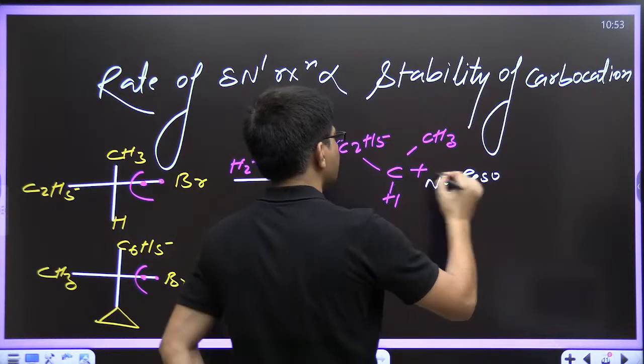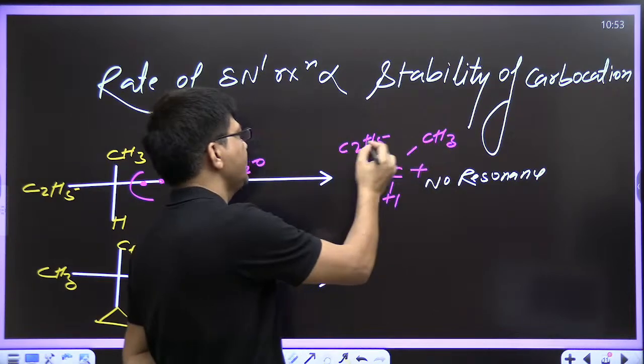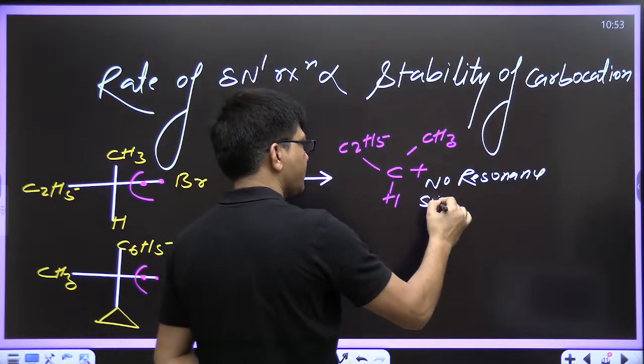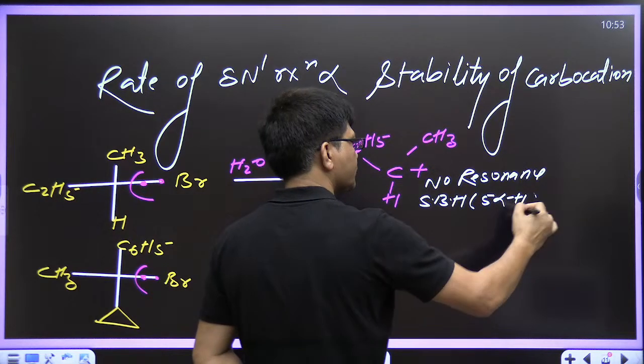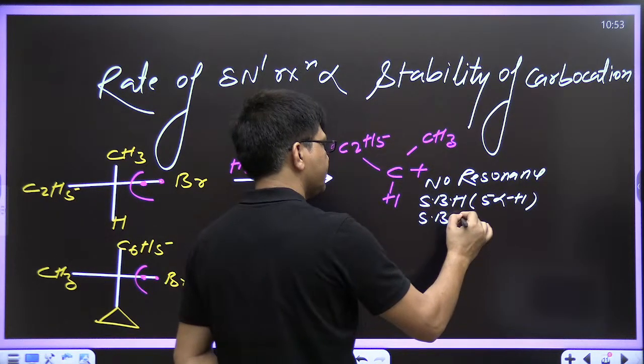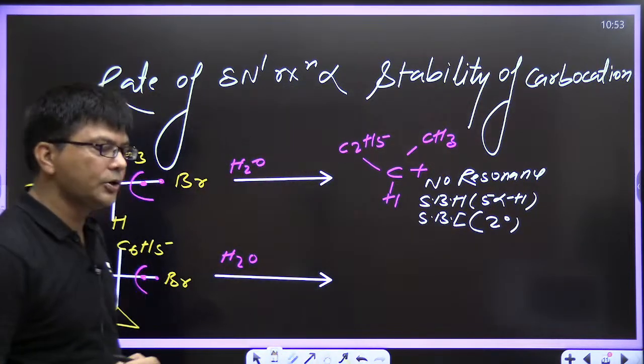It is having definitely hyperconjugation. How many? 3 and 2. So stabilized by hyperconjugation, 5 alpha hydrogen atoms, and stabilized by inductive effect, that is being a 2-degree carbocation. I hope that you are able to understand.